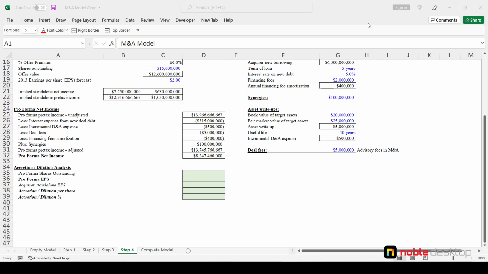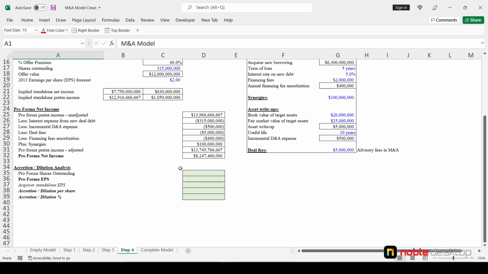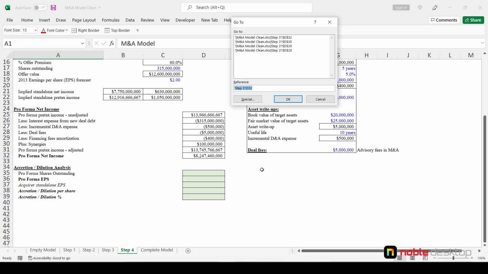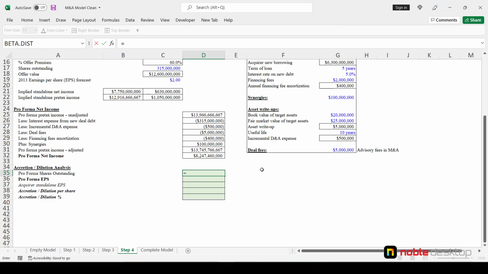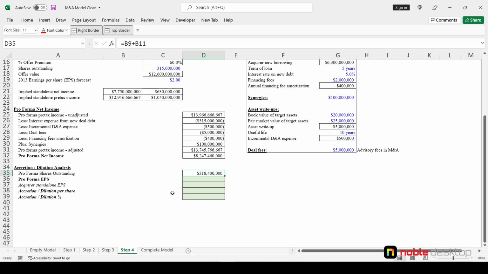So let's go ahead and perform our accretion dilution analysis for the acquisition of Motorola by Google. I'm going to fly to the cell D35 with F5 function 5 window, and I'm going to calculate pro forma shares outstanding, which is a simple sum of diluted shares outstanding and new shares issued in transaction by acquirer. So I'm going to go all the way up and find those numbers in the cells B9 and B11. The sum of these two will give me pro forma shares outstanding.